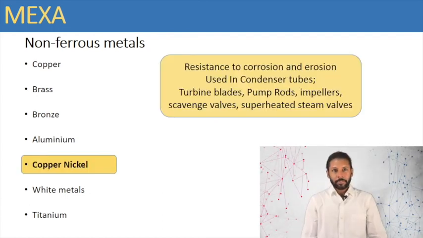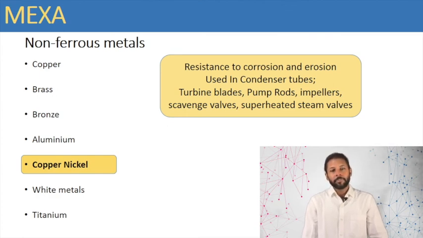Copper nickel. Cupronickel alloys have considerable strength, resistance to corrosion and erosion. The 80-20 or 70-30 cupro-nickel are used for condenser tubes as they strongly resist the attack of estuarine and seawater. A well-known alloy, Monel metal, composed of approximately 2/3 nickel, remainder principally copper, is used for turbine blades, pump rods and impellers, scavenge valves and superheated steam valves. Monel metal retains high strength at high temperatures.